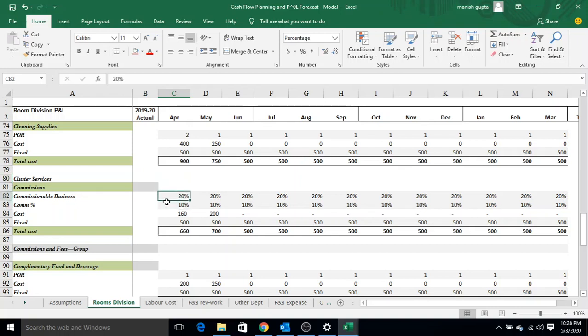So if you are getting, let's say, 20% of your total business which is coming through commission, on which you have to pay a commission to your OTA, to the travel agent, or to any other party, you may need to estimate that. Plus then how much is the commission percentage? If let's say you are paying a 10% commission only, then you can budget that for commission. Otherwise you may need to increase the commission percentage.